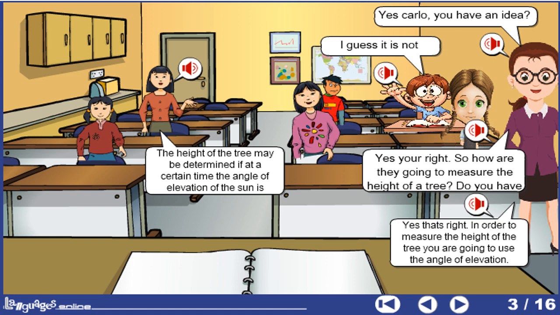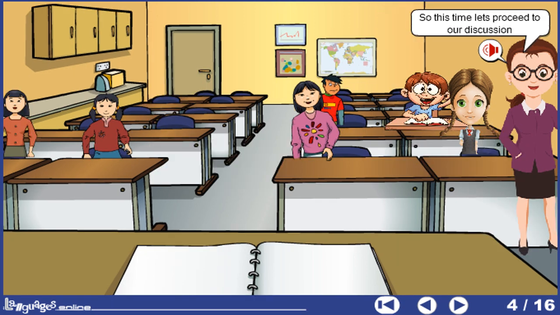Yes, you're right. So how are they going to measure the height of a tree? Do you have any idea, Ryle? The height of the tree may be determined if at a certain time the angle of elevation of the sun is known and the tree's shadow is measured. Yes, that's right. In order to measure the height of the tree, you are going to use the angle of elevation. So this time, let's proceed to our discussion.